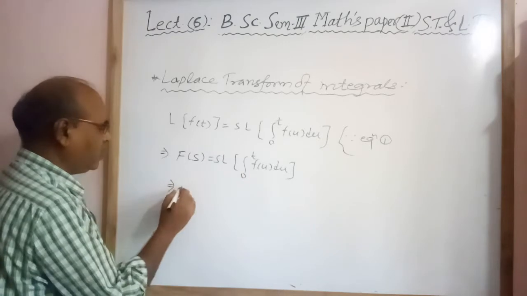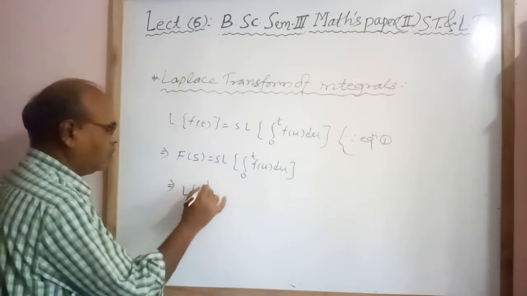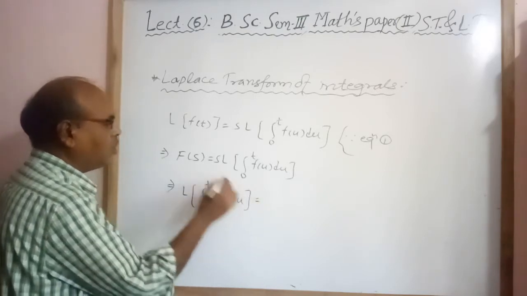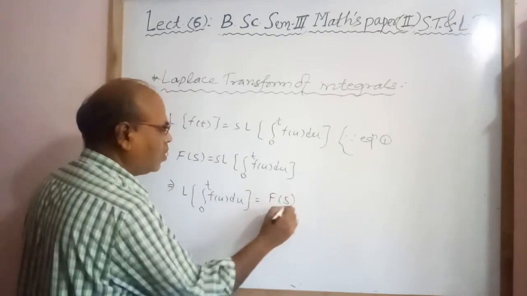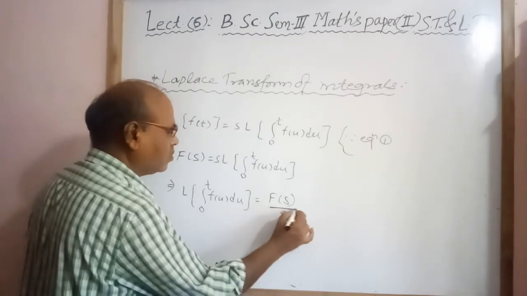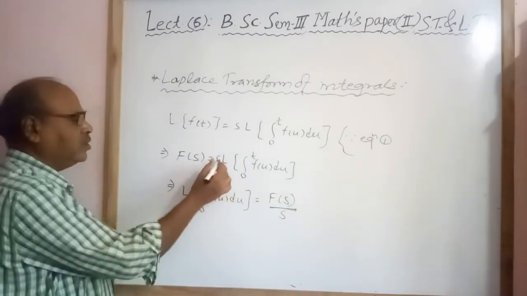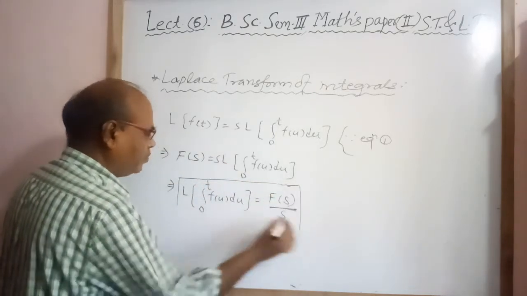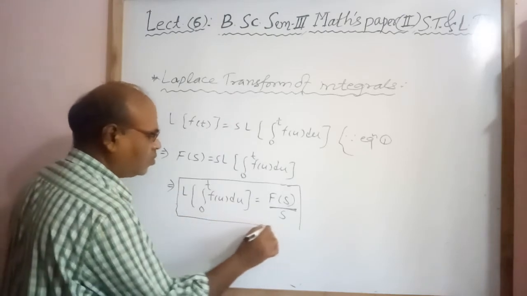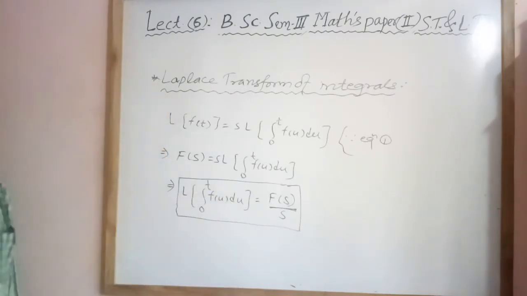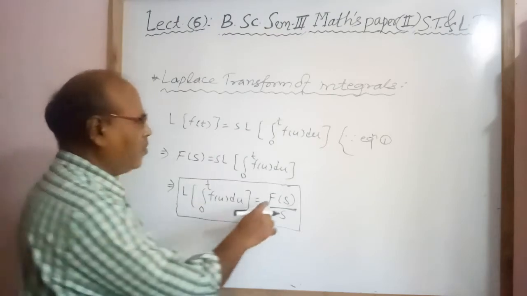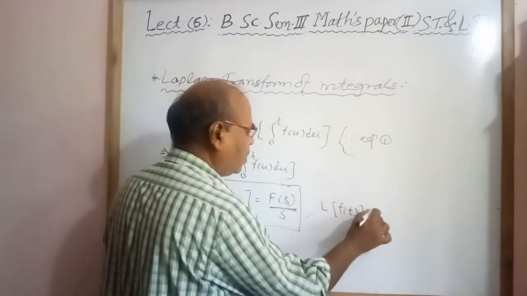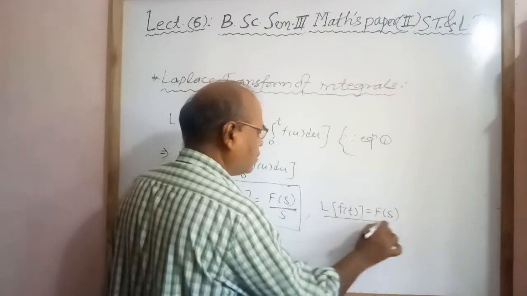Therefore, we find the value of this Laplace. Laplace of integration 0 to t f of u du equal to F of s divided by s. We are dividing by s. Therefore, this is the required formula, the required theorem. Laplace of the integral is given by F of s divided by s, where F of s is nothing but Laplace of f of t.